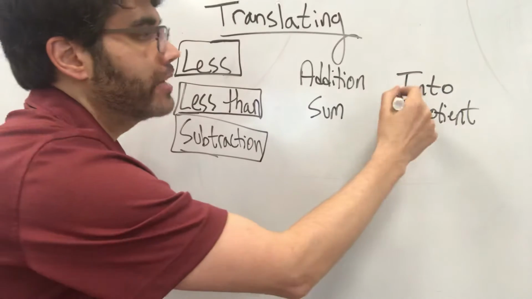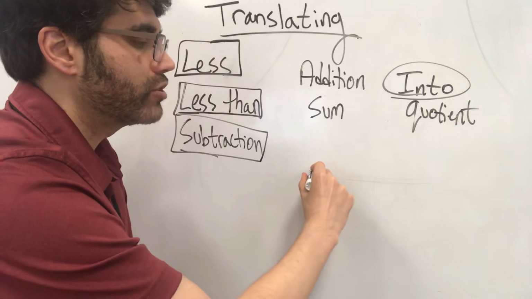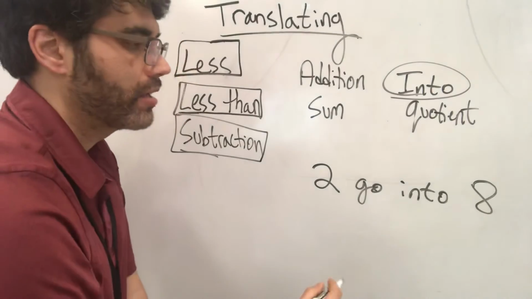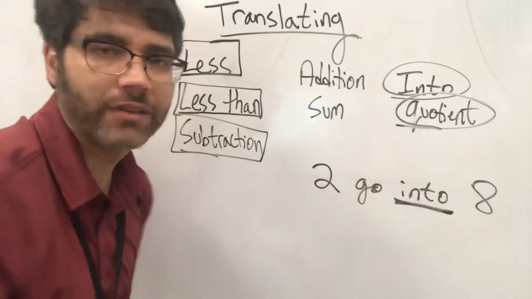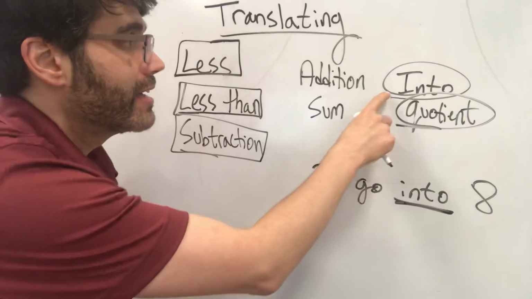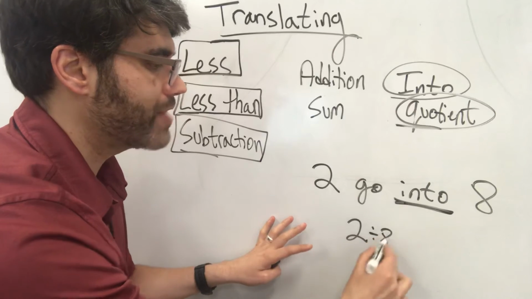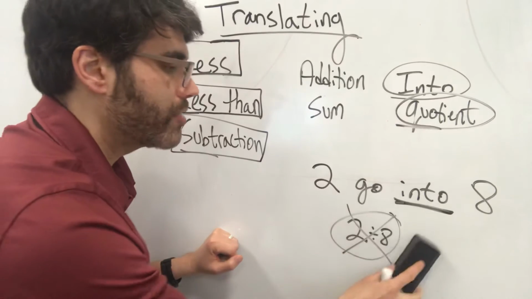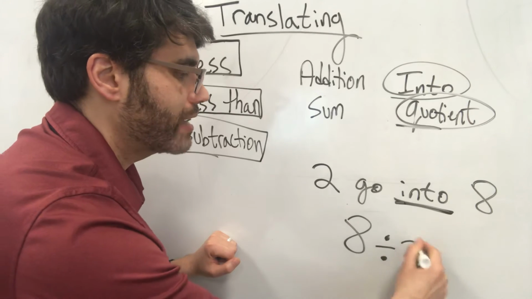Whenever you see the word into, like how many times does 2 go into 8? So 2 goes into 8. We're using this word into as a quotient. Quotient means division, a division problem. So again, it might be tempting to say, oh, 2 divided by 8, but that would be wrong in this case. 2 goes into 8. The way that we show that is 8 divided by 2.